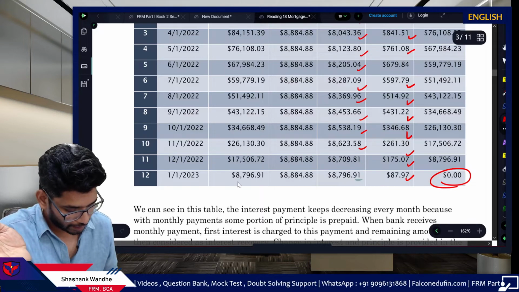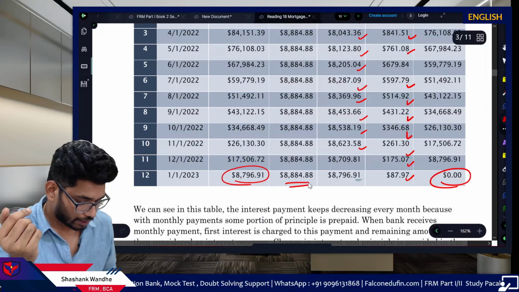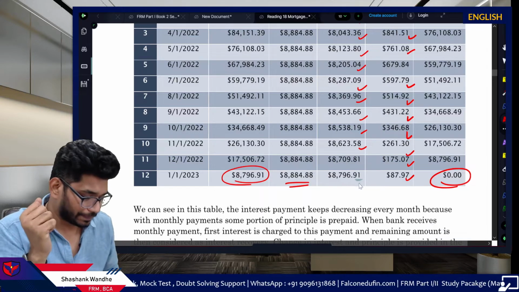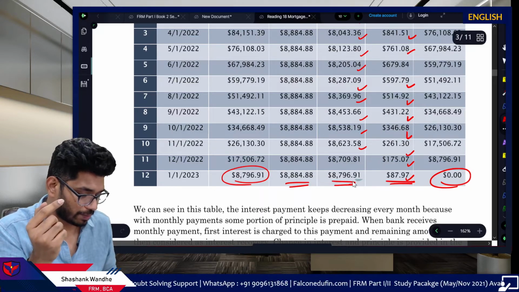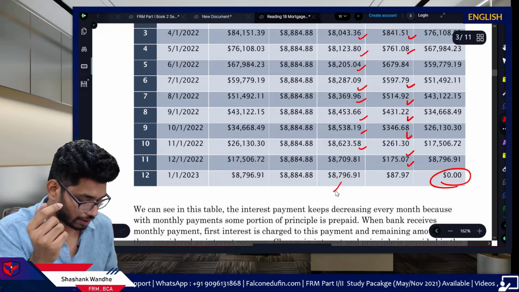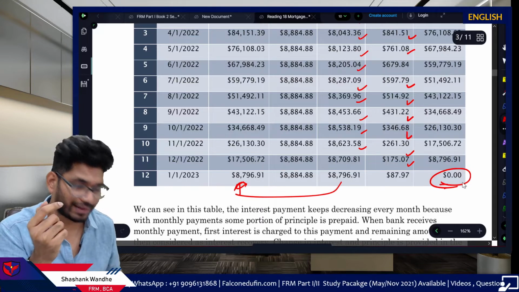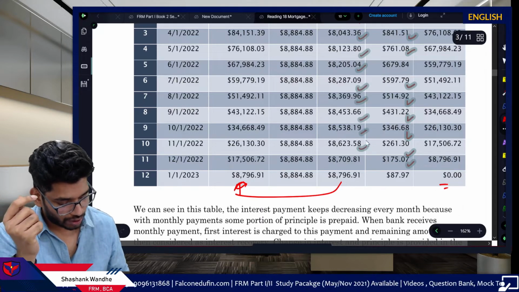So see here, this is your principal balance remaining. This is what you paid. This was the interest you paid, and this portion is for the principal repaid, and this is 0. Okay. So this is a loan amortization table.